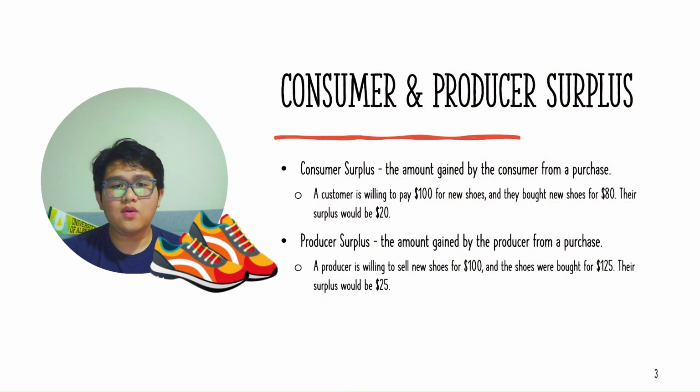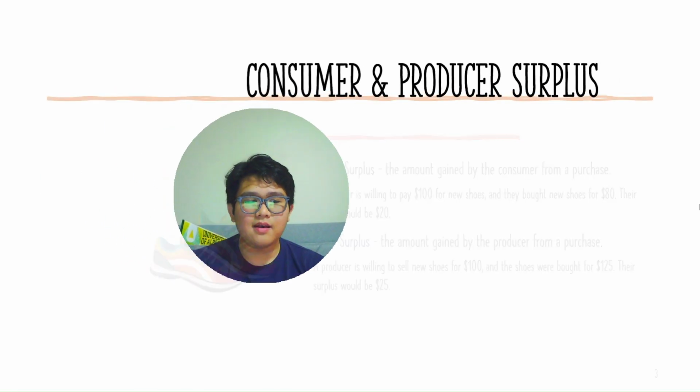So to review, consumer surplus is the amount gained by the consumer from a purchase. So let's say I wanted to buy these shoes for $100 and I got to buy them for $80 instead. My consumer surplus would be $20. Now instead, I wanted to sell these shoes for $100 and I got to sell them for $125. The producer surplus in this case would be $25.